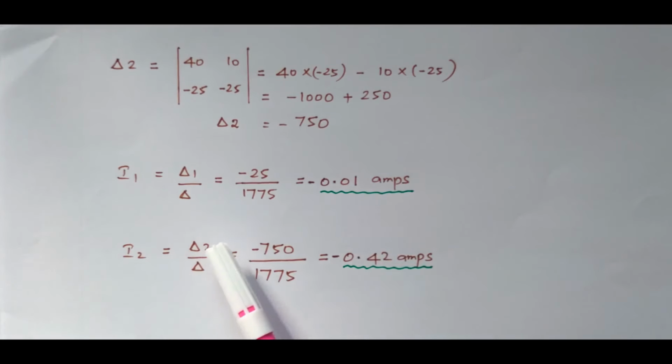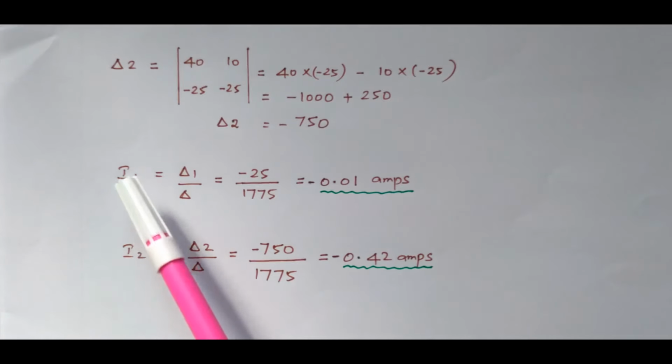Similarly, I2 equals delta 2 divided by delta: minus 750 divided by 1775. That is minus 0.42 amperes. Right. So from these delta values we calculated I1 and I2. By using the matrix method of mesh analysis, we calculated the loop currents I1 and I2.